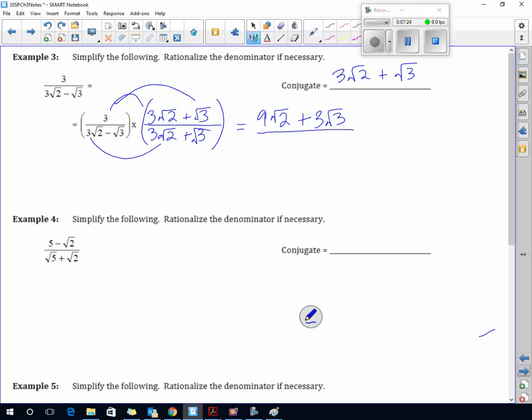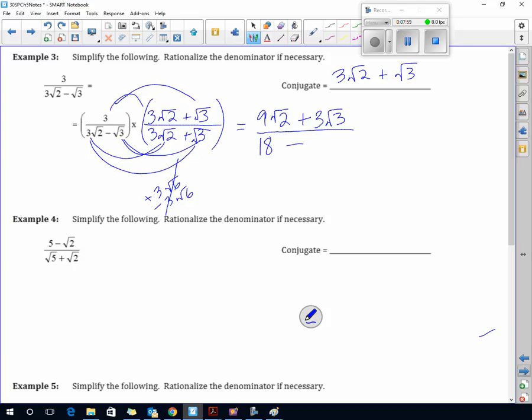Okay, outer, we get 3 root 6 with a plus, and inner, we get minus 3 root 6. Do you see? The outer and the inner will cancel. That's the whole point of the conjugate. Then we do last, we get minus 3. So what's my answer? 9 root 2 plus 3 root 3 over 15.